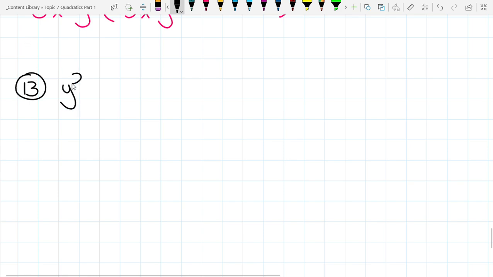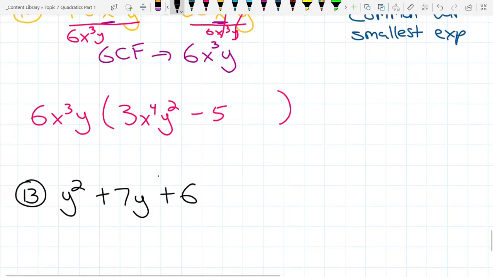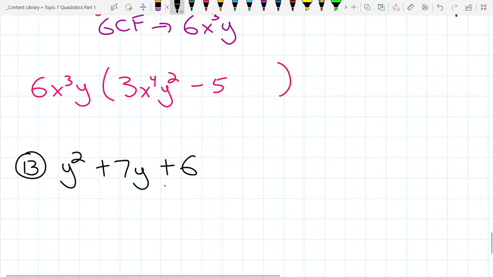13. Y squared plus 7y plus 6. So we look for a GCF. There is no GCF. So then we do factor by grouping. Well, to do factor by grouping, you have to have 4 terms. That's a must. This only has 3 terms, so it's not possible.